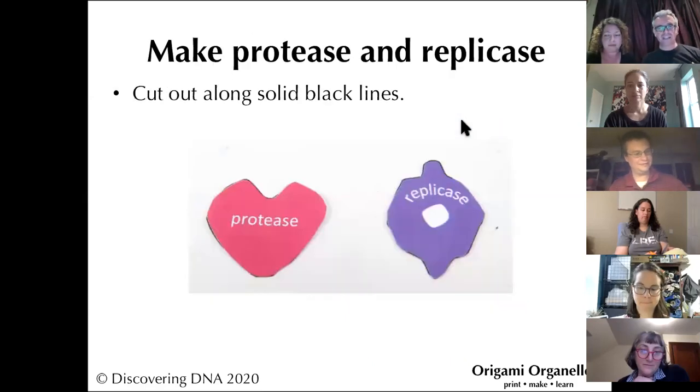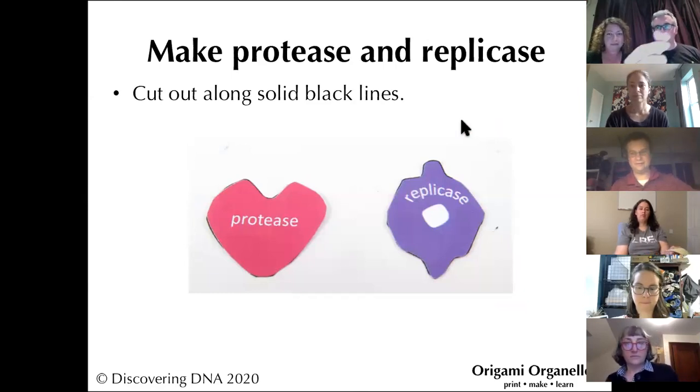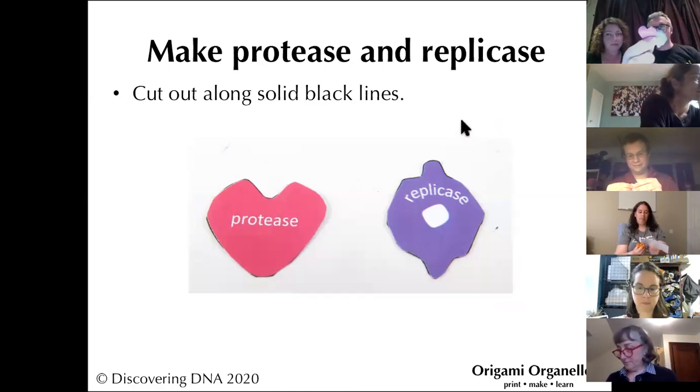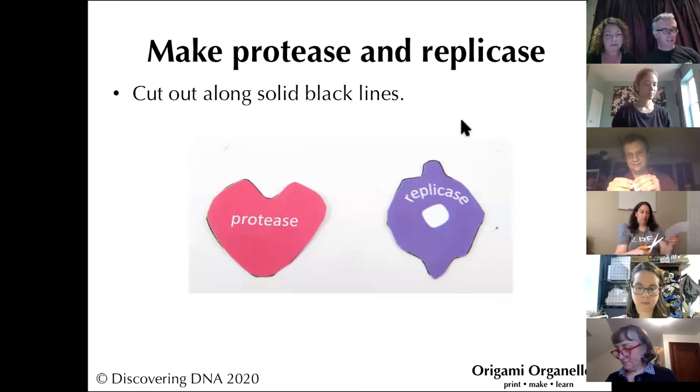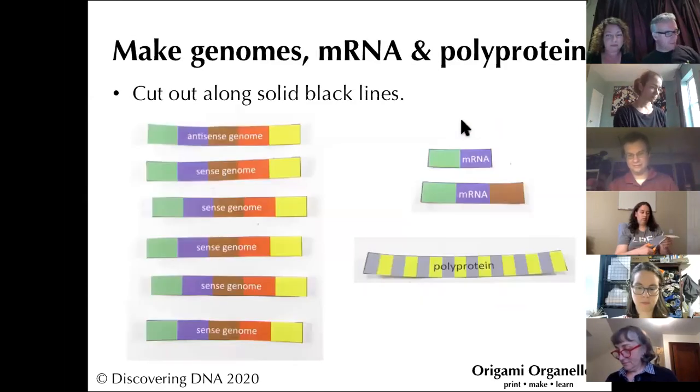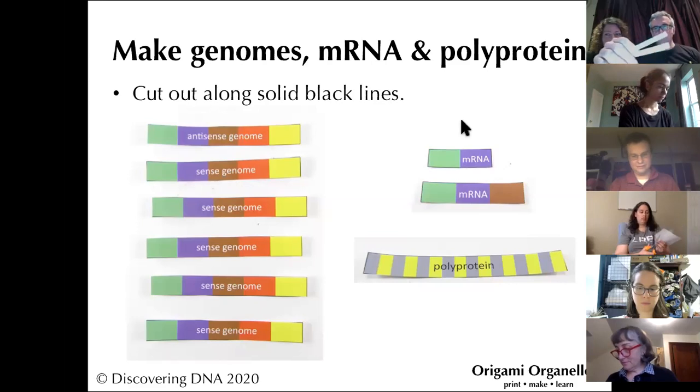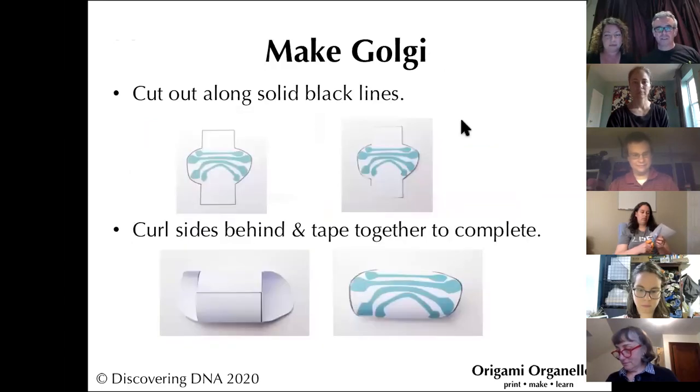Okay, and then to get more parts we need for that, we make the enzymes. So these are just cutting out the replicase, the protease I'm holding there, and the replicase. You're just cutting those out. You don't have to do any folding with those. And then with the genomes and the actual messenger RNA and the proteins, again, just cut them out. So they're just strips of paper. Okay. So hopefully you've got some of these things ready.